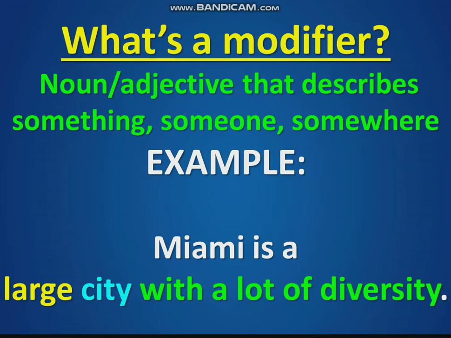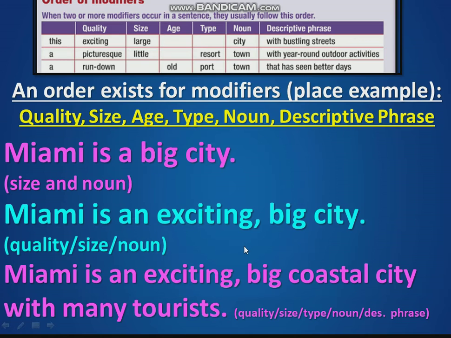What's a modifier? A modifier is a noun or an adjective that describes something, someone, or somewhere. An example: Miami is a large city with a lot of diversity. Large is an adjective. City is a noun. With a lot of diversity is a descriptive phrase. We are using large city with a lot of diversity as modifiers. They are describing Miami. But we have an order for modifiers in a sentence.